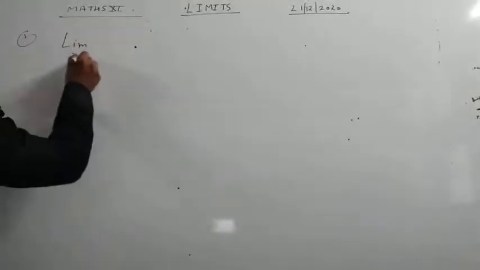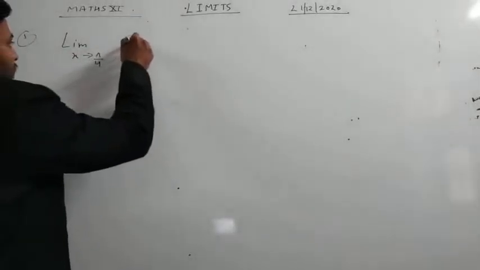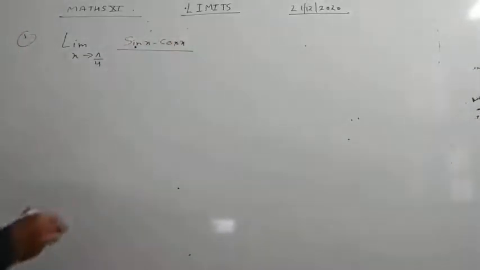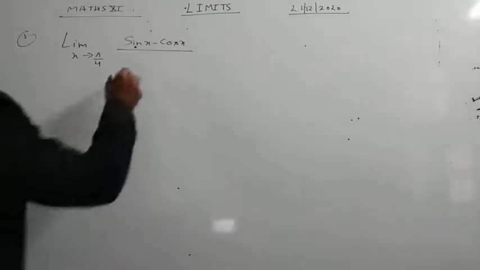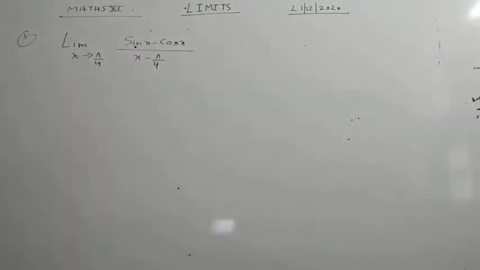Limit x tends to pi by 4 of (sin x minus cos x) by (x minus pi by 4). Okay, so this is our question, students, and we have to solve this limit.